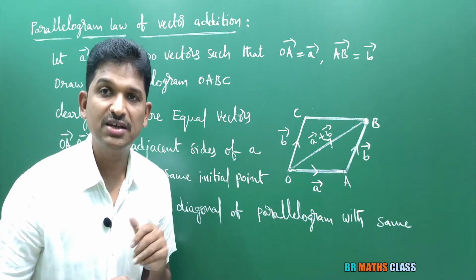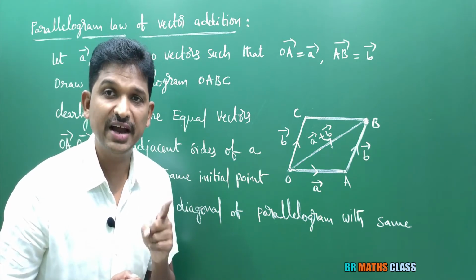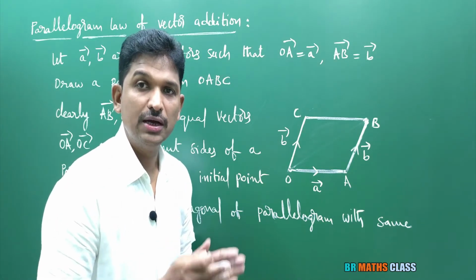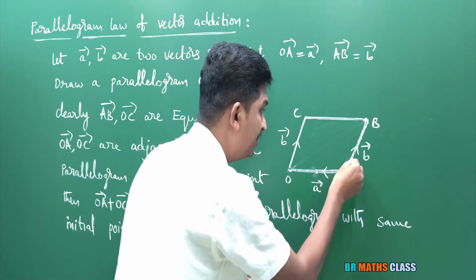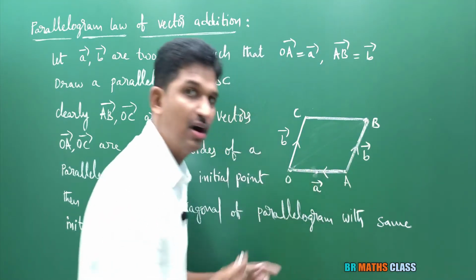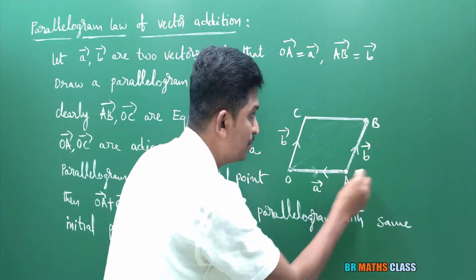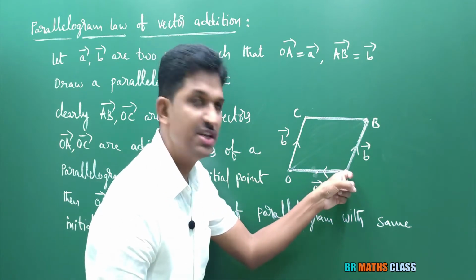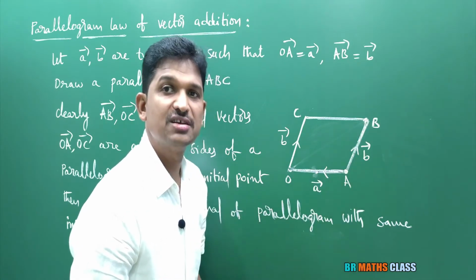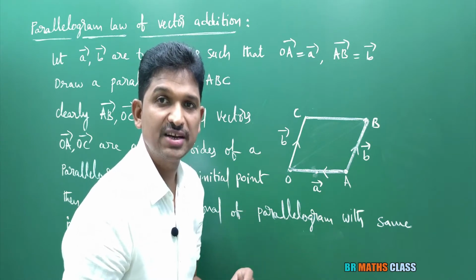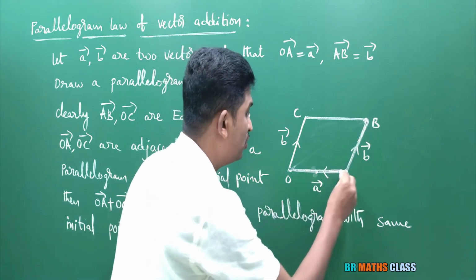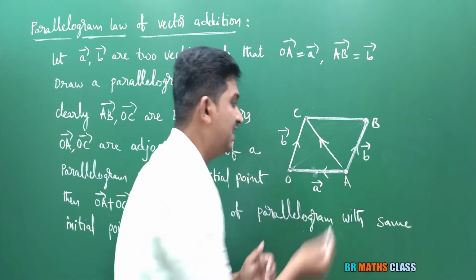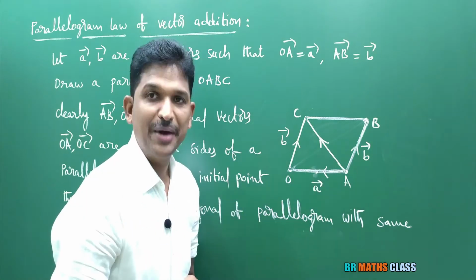Now I will discuss one point related to the parallelogram law of vector addition. With that, you will get more clarity. As per the parallelogram law, we can say this also. AB bar, AO bar are the adjacent sides of a parallelogram with the same initial point A. Addition of these two vectors will give you what as per the parallelogram law? AB bar plus AO bar will give you the diagonal of the parallelogram with the same initial point. That means you will get AC bar.